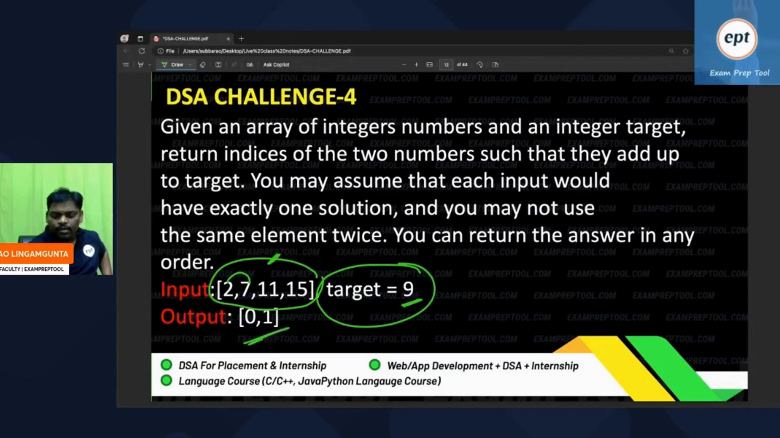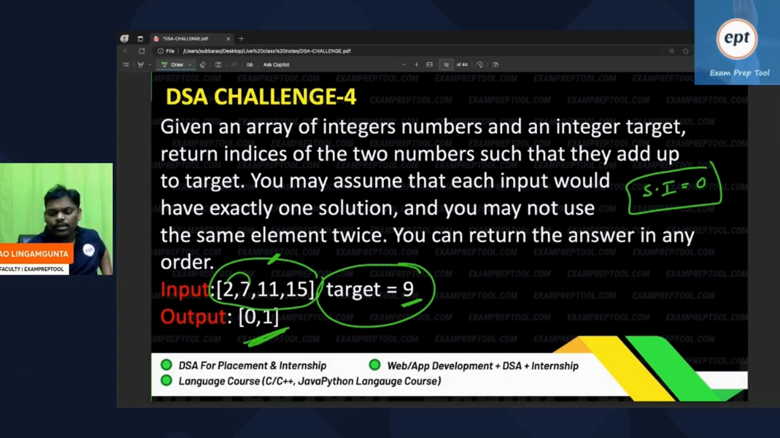Let us assume the starting index of the array is 0. If nothing is mentioned, by default it is 0, everyone knows that. That is the reason we didn't mention it. The starting index is 0. So what is the answer? 0 and 1 is the answer, because the element at index 0 plus the element at index 1 gives 9.